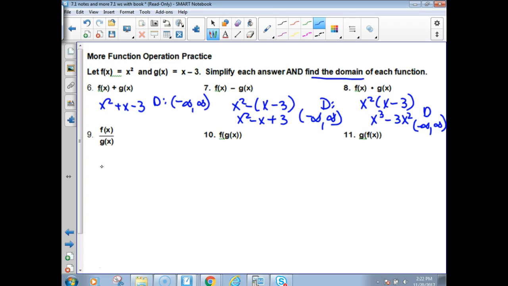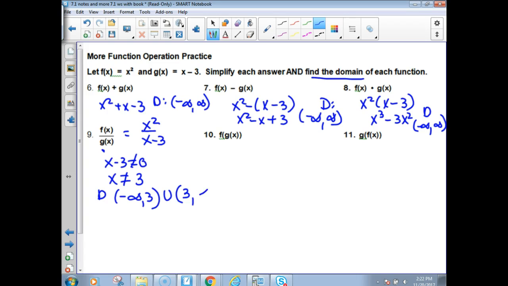How about f of x over g of x? This is where we've got to worry. We have a function in the denominator. So we have x squared on top, and we have x minus 3 on the bottom. Whatever's on the bottom cannot equal 0. So x can't equal 3. All right, so the domain for this one is negative infinity up to 3, non-inclusive of the 3, union 3 to infinity.